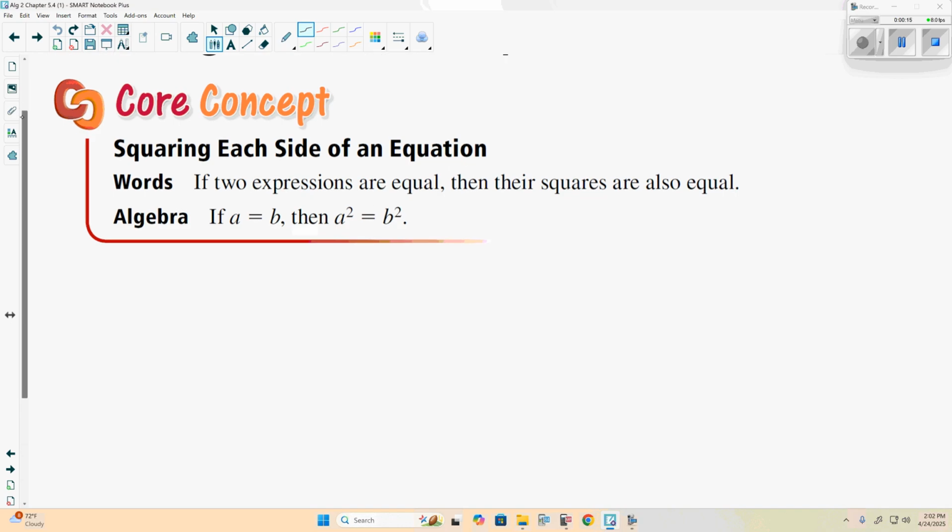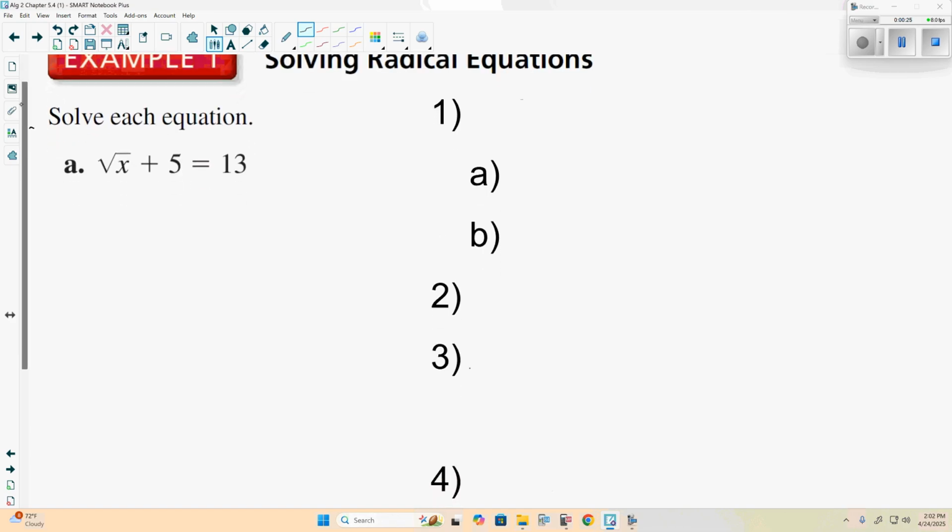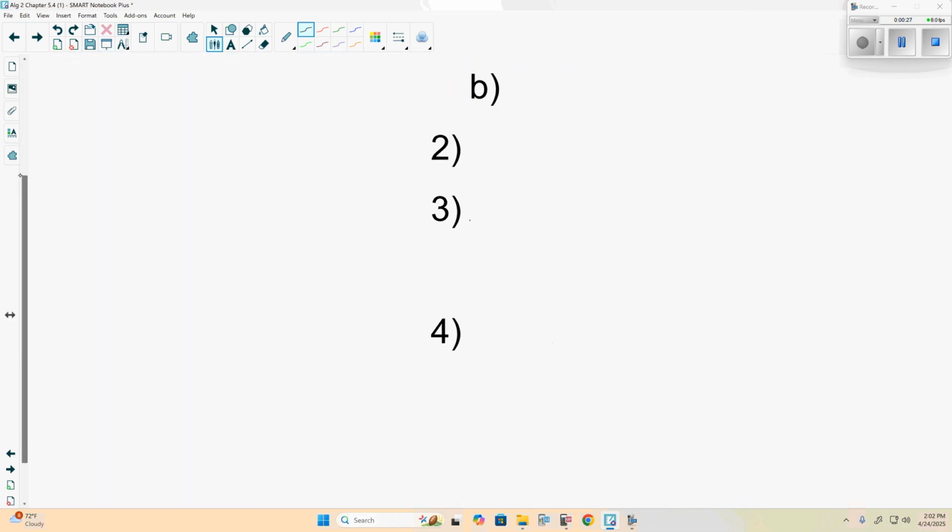Core concept: squaring each side of an equation. If two expressions are equal, then the squares are also equal. So if we put both sides to a power, they're still going to be equal. Now, we're going to solve this equation here. Now, there's a few steps.